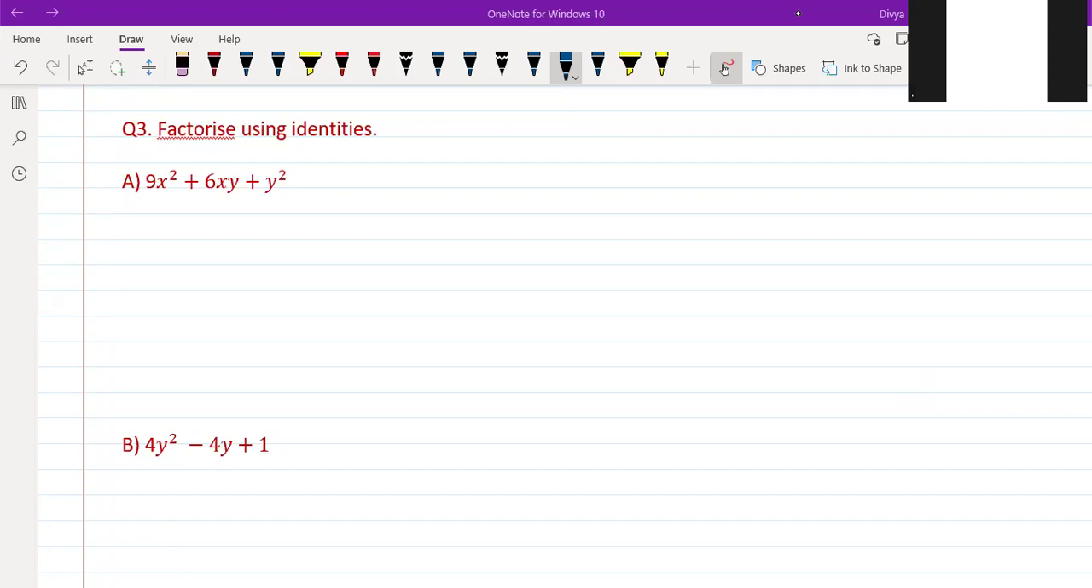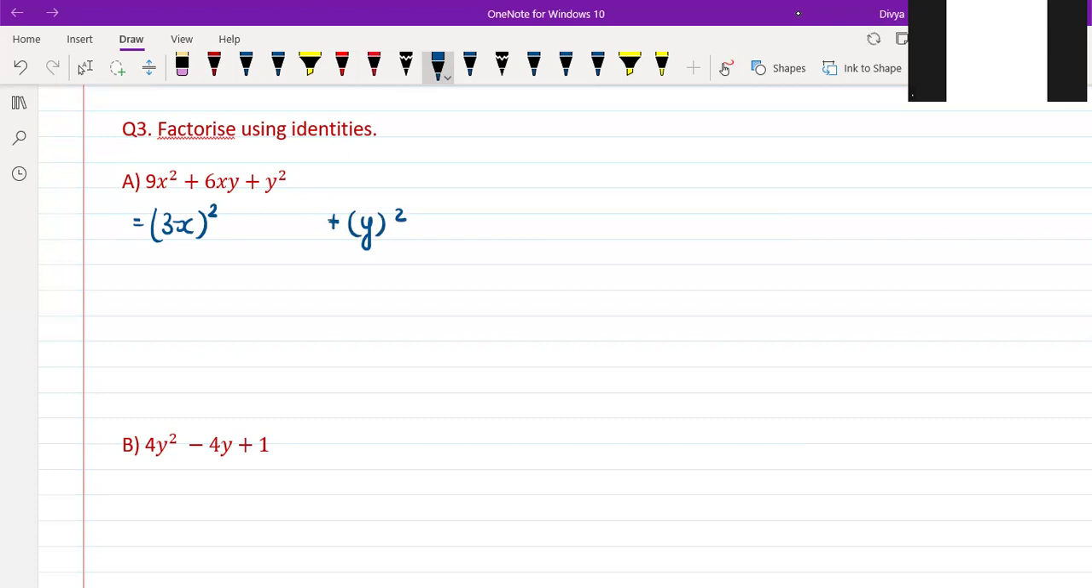Looking at this question, we have to see which identity is suitable for the given question. Now see, children, the first term I can write as 3x whole square, because this is the square of 3x. So I can write the first term as this, and look at the last term. It can be written as y whole square. So this is the first term, this is the last term.